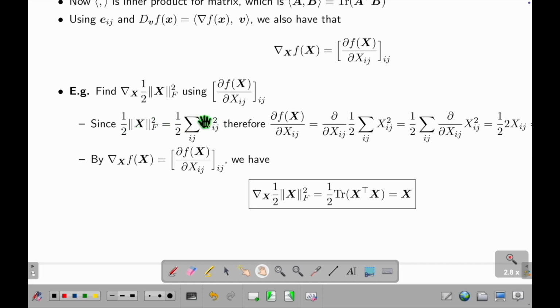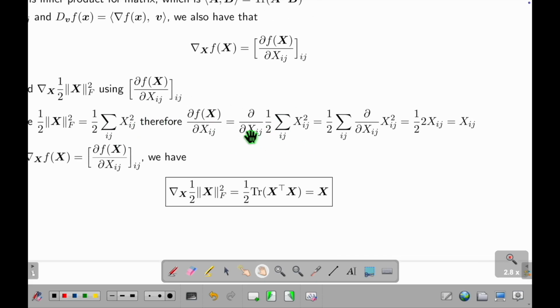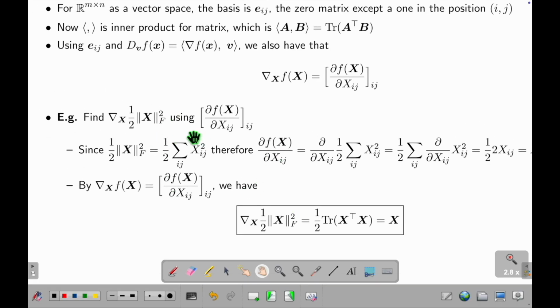So I have this. Then df dx is just this thing, d dx. Okay, and then the 2 goes out, and I put the differentiation inside, so I have this. This is just dx squared, right? Dx squared is just 2x. The 2 and the 2 cancel out, so I have xij. So that means differentiation with respect to the ij element is the ij element. Then differentiation with respect to the whole matrix is the whole matrix. So therefore, this is true.